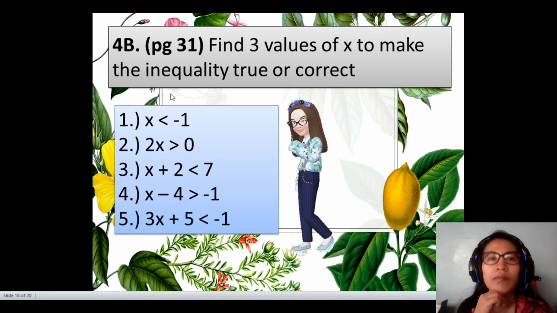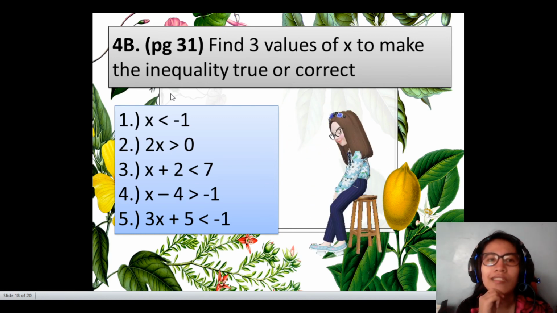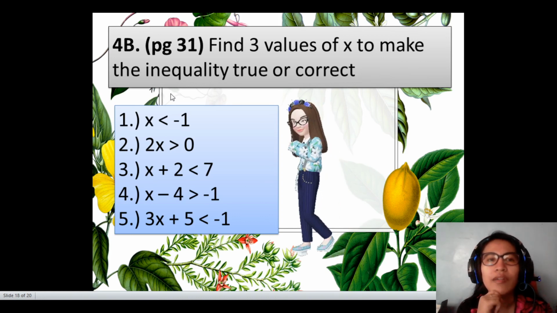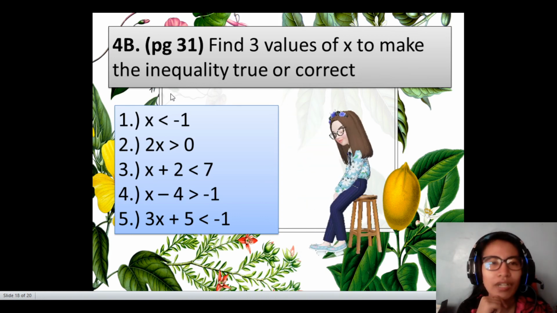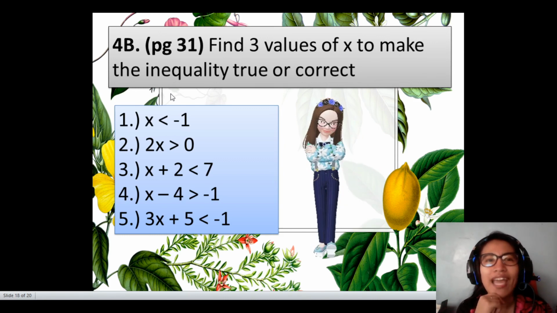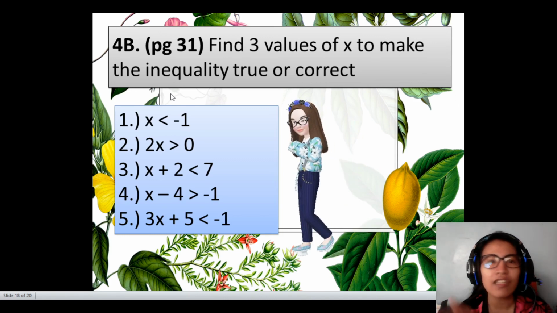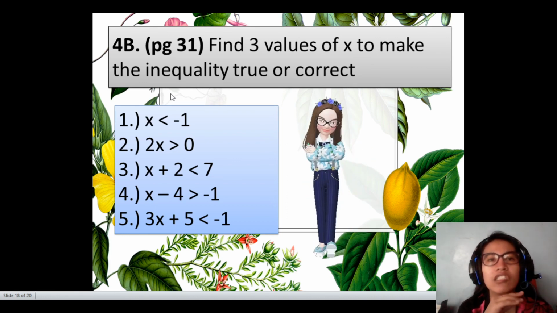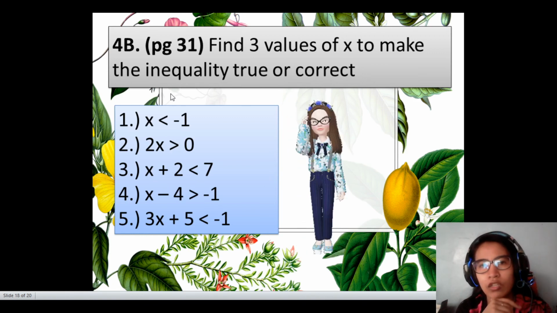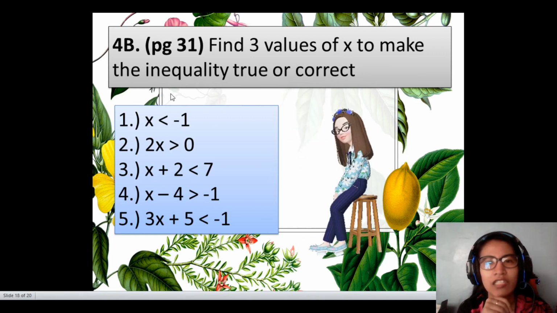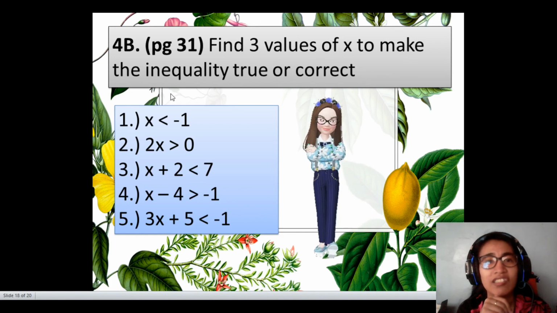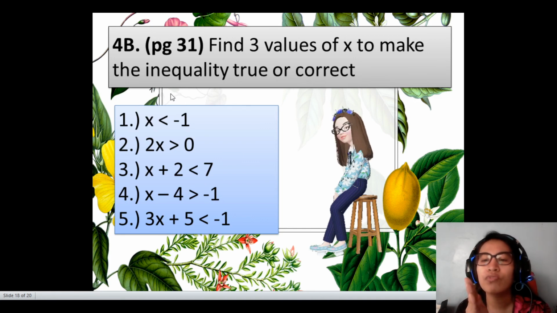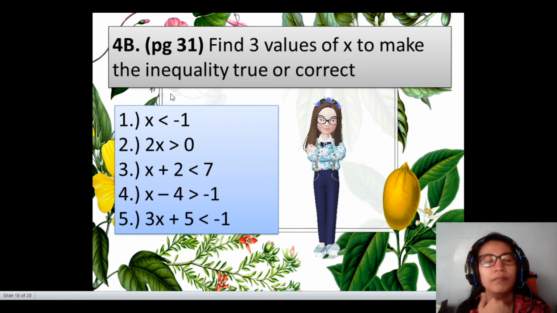You might be asking, Ma'am, should I solve number 1, number 2? No, you don't need to solve number 1, number 2. As you can see, it already has the answer x less than negative 1. Just think of 3 numbers less than negative 1. Just a clue, you might be confused and choose 0, 1, 2, 3. No, that is not less than negative 1. That is greater than, because it is positive. So you will move to negative 2 and so on.